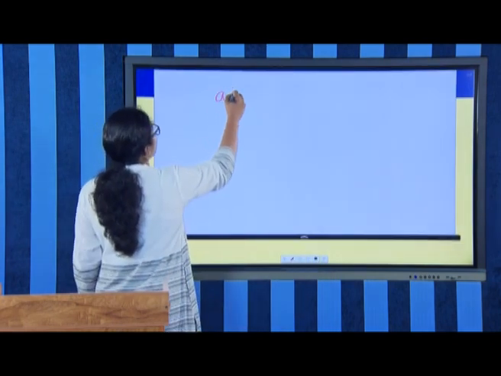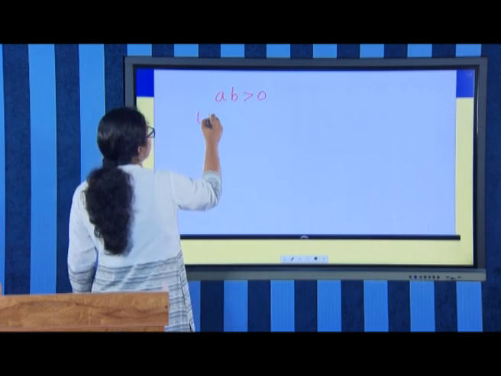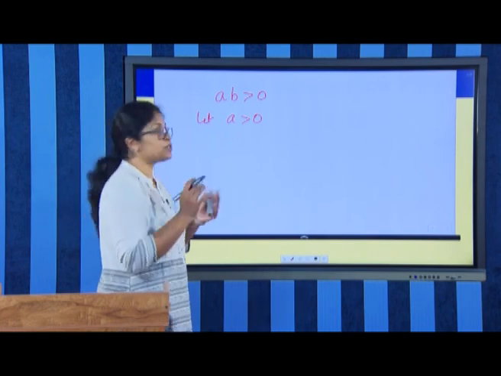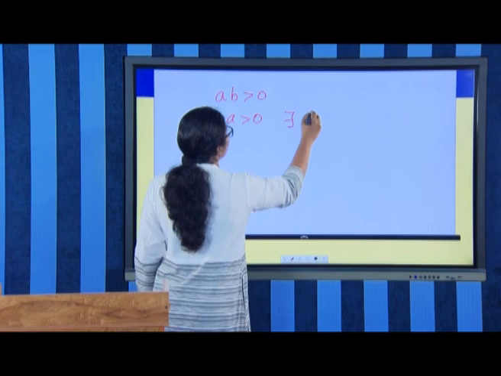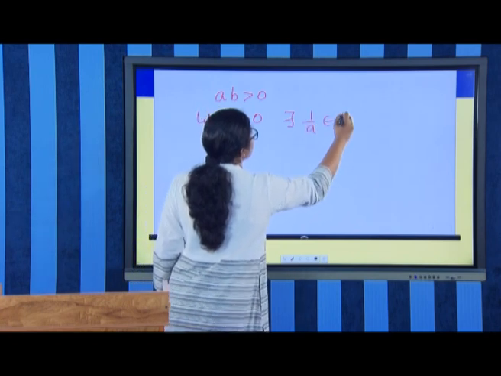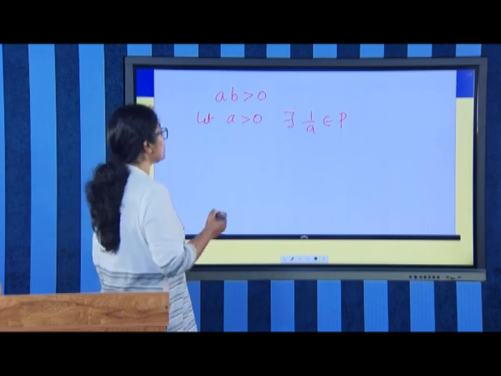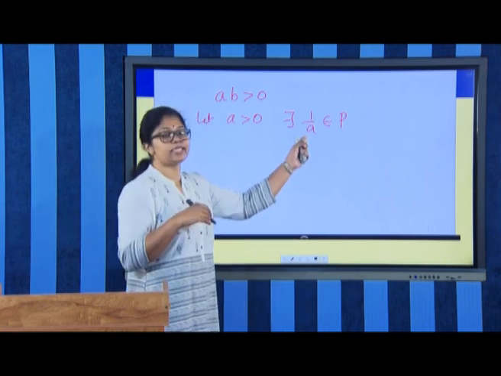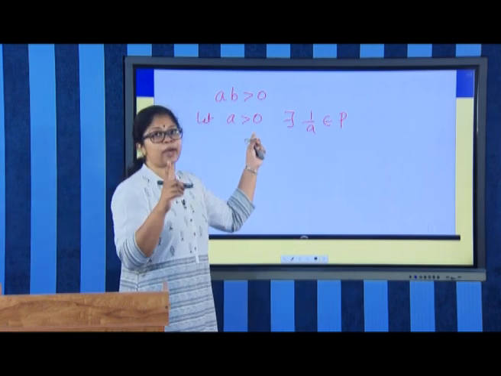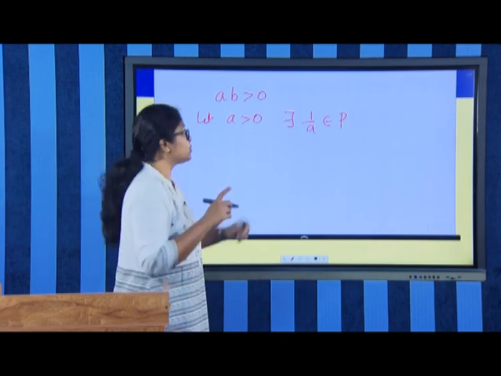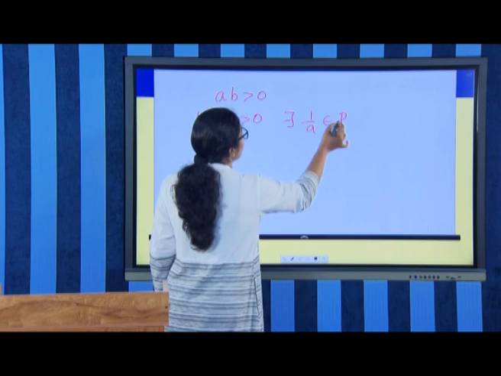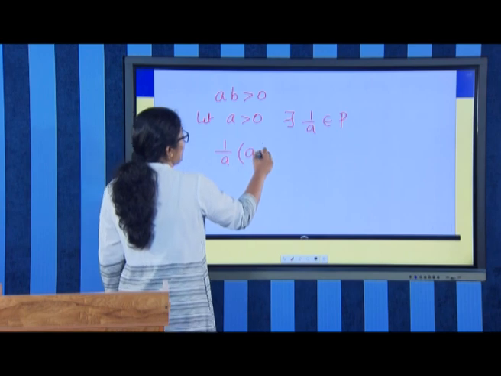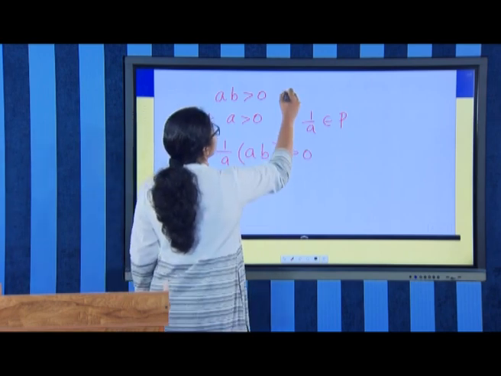we are given AB is greater than 0, let A be greater than 0, we are assuming. So, definitely A is non-zero, and therefore, we have 1 by A belonging to the set of all positive real numbers itself. Why? Because if A is positive, 1 by A should also be positive, because if 1 by A is negative, then the product of A and 1 by A is 1. So, 1 will be negative. So, that cannot happen, and therefore, 1 by A should be greater than 0. So, we have 1 by A into AB is also greater than 0, this is given.